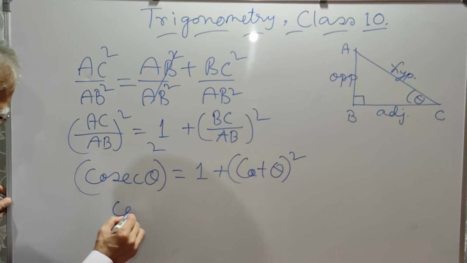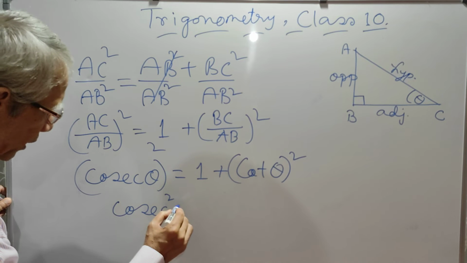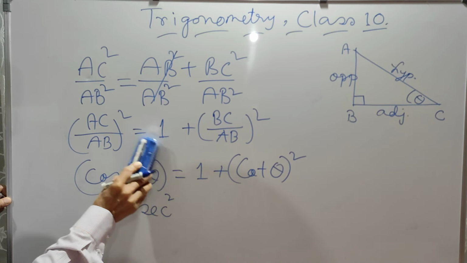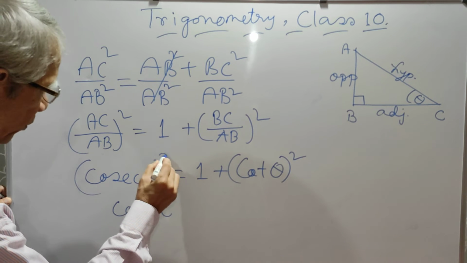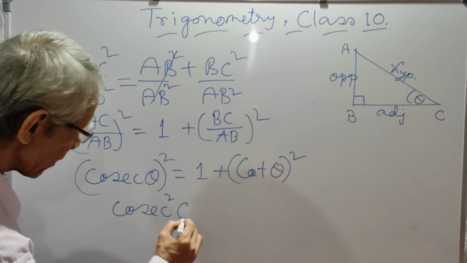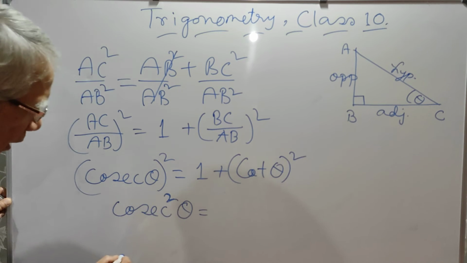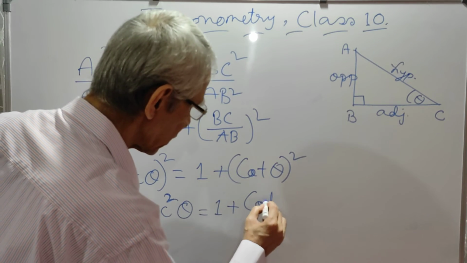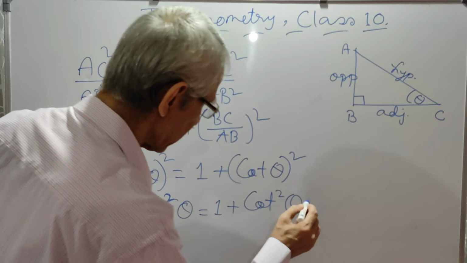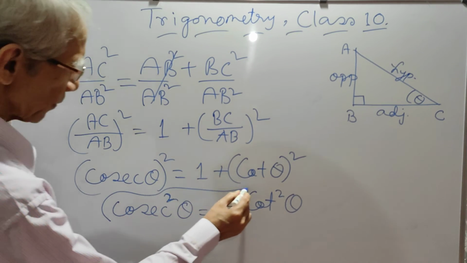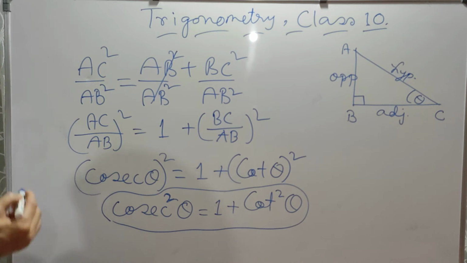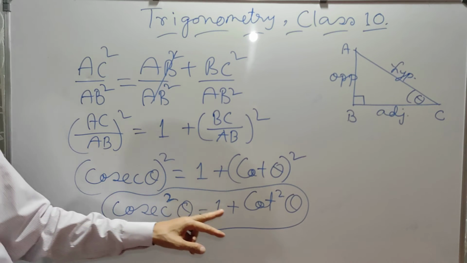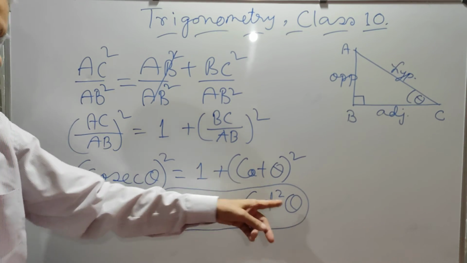Then this can be written as, for convenience, cosec theta whole square. It will be written as cosec square theta. All right. So this is 1 plus cot theta whole square. How will you write it? Cot square theta. So we got this formula. So dividing the whole equation by opposite square, we got this. So cosec square equal to 1 plus cot square. That means 1 plus cot square equal to cosec square.